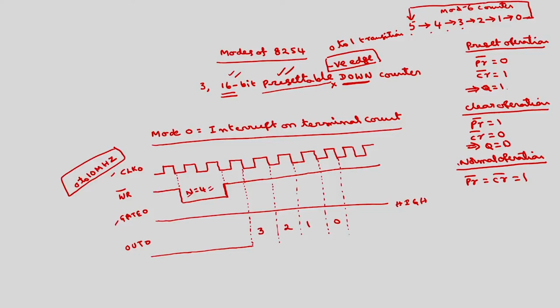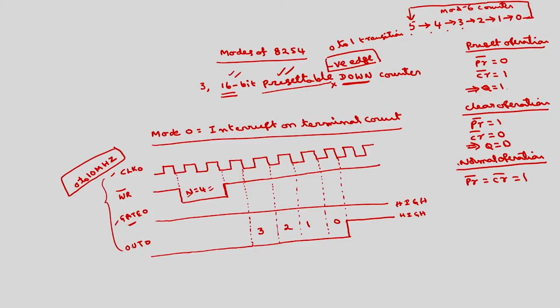Till 4 clock signals, out will remain low only. Once the count is over, out goes to high. As long as the gate is high, it will remain high only. Once I make gate low again, you have to load a new value into the counter. N equal to 4 you have to load into counter 0 here, if I take these signals.